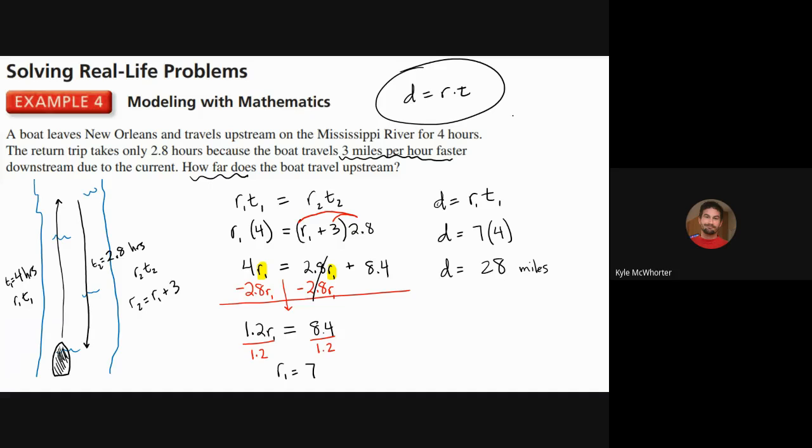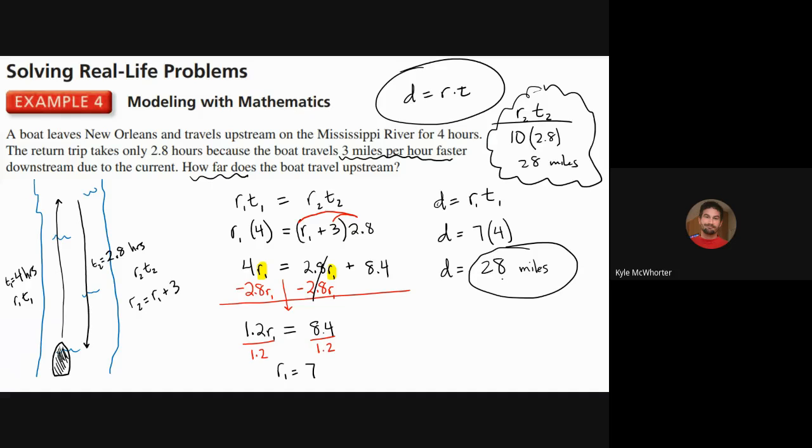It should be the same if we do rate 2 times time 2, shouldn't it? Because it's the same distance. I just want to show you, you don't have to do this, but you could have done that too. Rate 2 is 3 more, right? So 7 plus 3 is 10. So you're going 10 miles an hour on the way back, and it took 2.8 hours. So that would also give you 28 miles. So the distance was 28 miles.